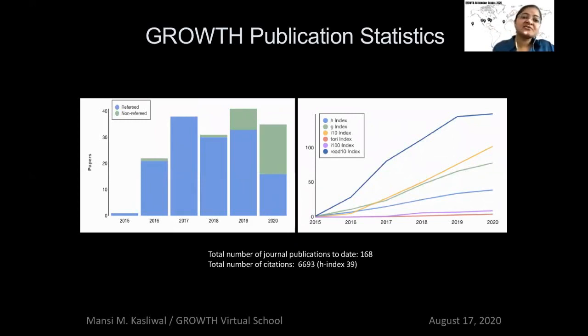And in the last 5 years, I'm happy to report that the growth network of people has been immensely productive. 168 papers have been written for a variety of different journals with an H index, a citation index of 39, which is pretty cool. The best part for me about these publications is that the majority of them, the first author, the lead author, has been a student or a postdoc in the growth team.